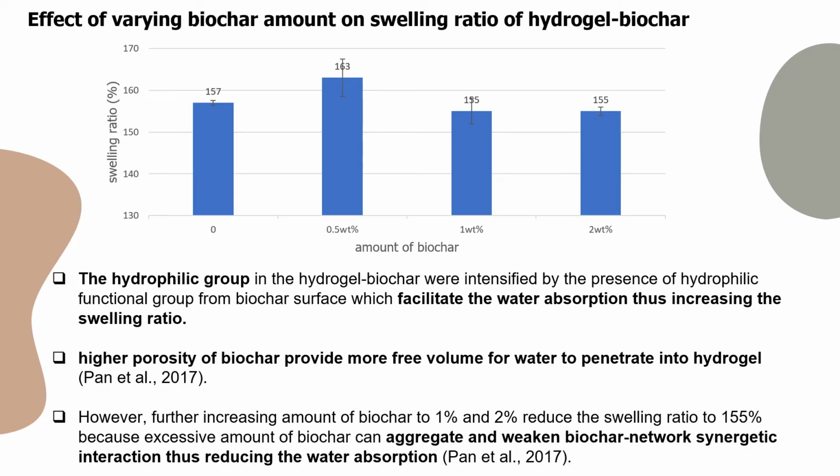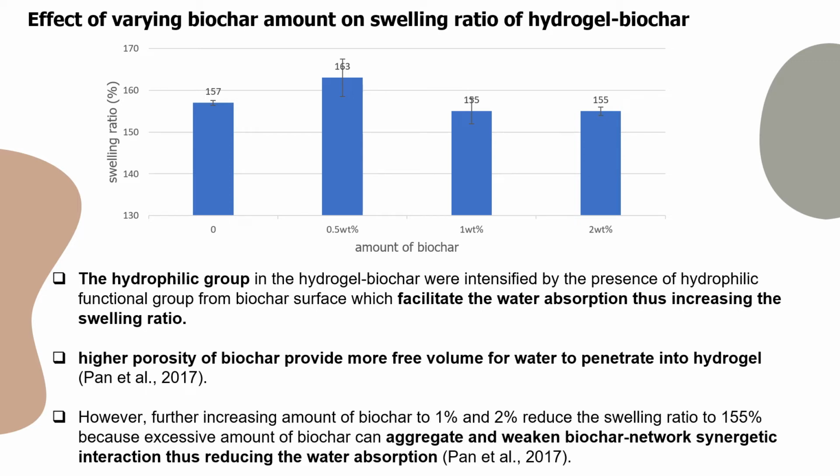Next, the effect of varying biochar amount on swelling ratio. From the figure, adding 0.5% of biochar into the hydrogel increased the swelling ratio. This is because the hydrophilic groups in the hydrogel biochar were intensified by the presence of hydrophilic functional groups from the biochar surface, which facilitated the water absorption, thus increasing the swelling ratio. In addition, higher porosity of biochar provides more free volume for water to penetrate into the hydrogel.